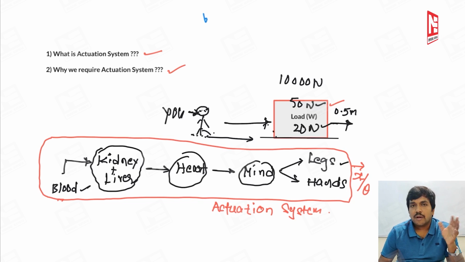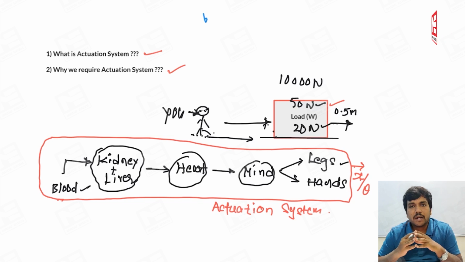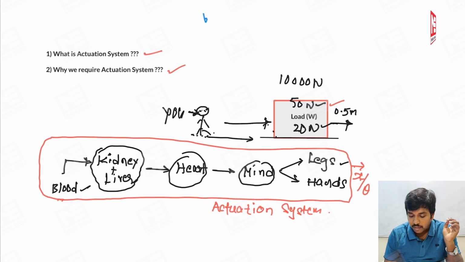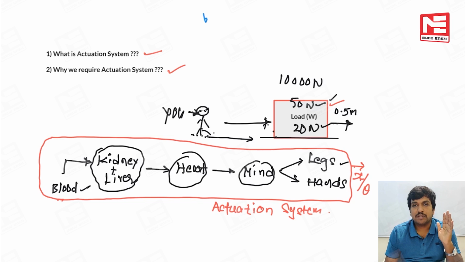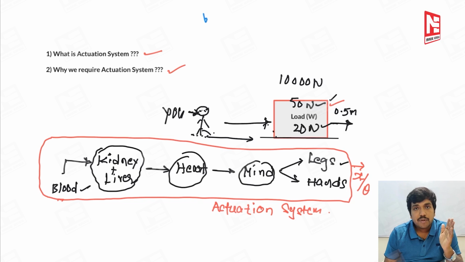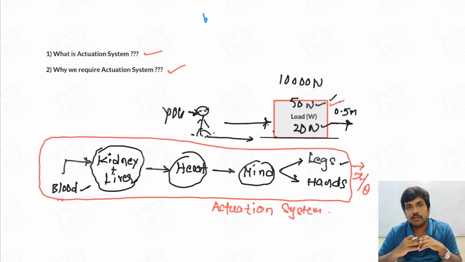Definitely not, right? So whenever human beings are not able to do some action by themselves, then obviously we will take the help of nature. The readily available sources in nature are, one is liquid, the second is air. Suppose you take the help of liquid to displace this particular load, then it forms the hydraulic actuation system. Suppose you take the help of air to displace this load, then the system is called a pneumatic actuation system.